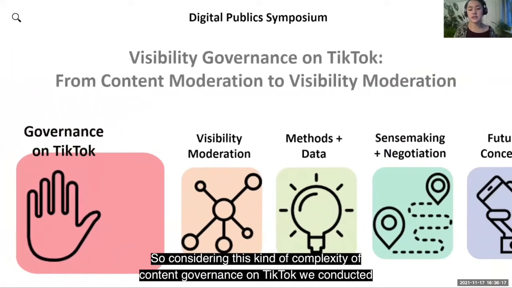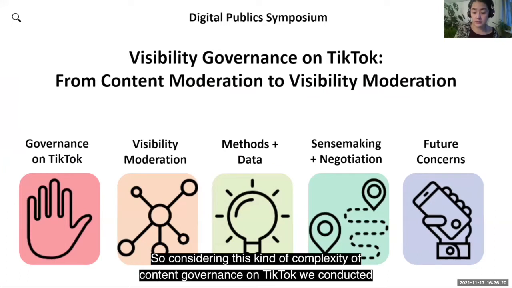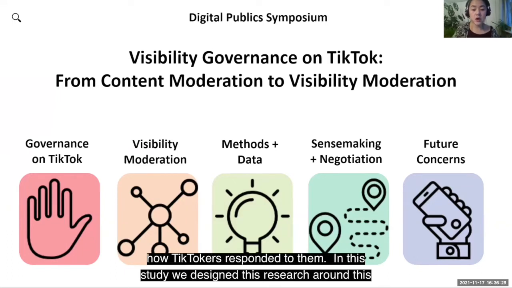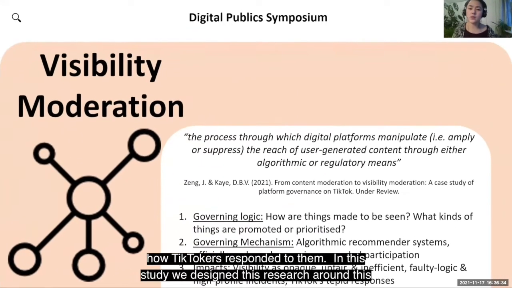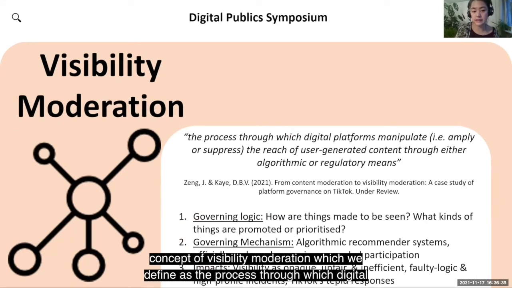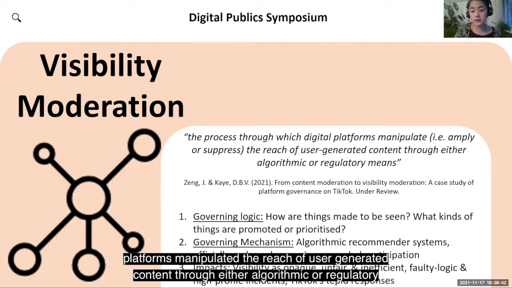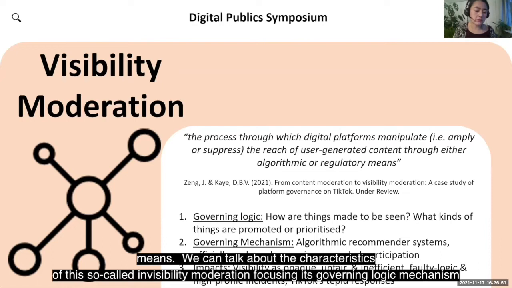So considering this kind of complexity of content governance on TikTok, we conducted this study to discuss what kind of strategies have been implemented by TikTok and how TikTokers respond to them. And in this study, we designed this research around the concept of visibility moderation, which we define as the process through which digital platforms manipulate the reach of user-generated content through either algorithmic or regulatory means. We can talk about the characteristics of this so-called visibility moderation, focusing on its governing logic, mechanism, and impacts.